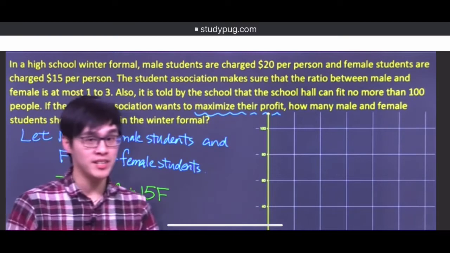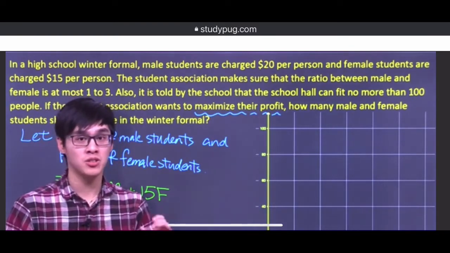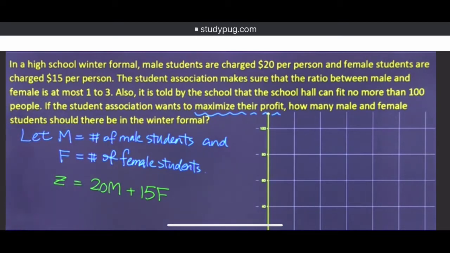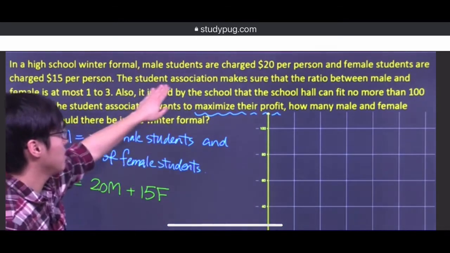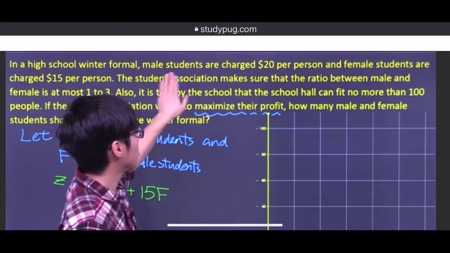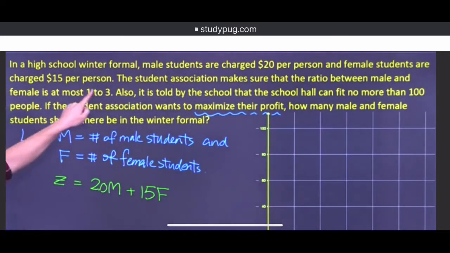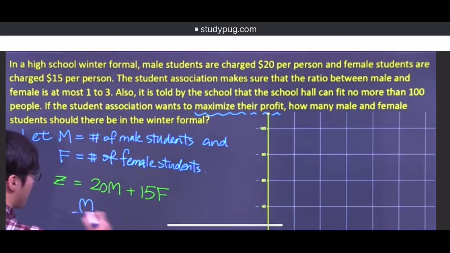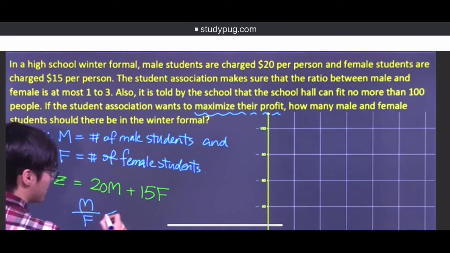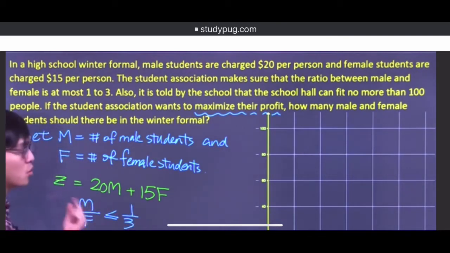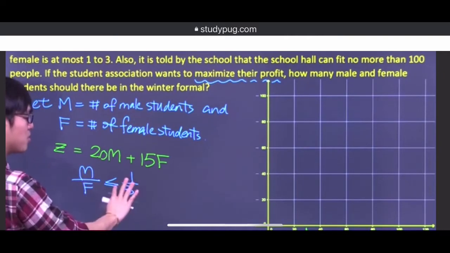Remember, in all linear programming or optimization problems, there are some constraints. So let's find the constraints now. The first constraint is here: the Student Association makes sure that the ratio between male and female is at most 1 to 3. So the ratio of male to female is at most 1 to 3. At most means no more than. So this is the inequality being set up.